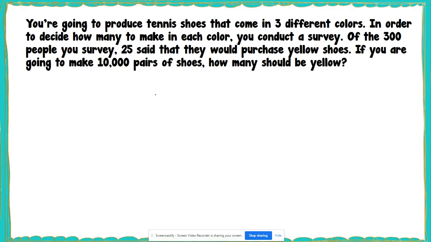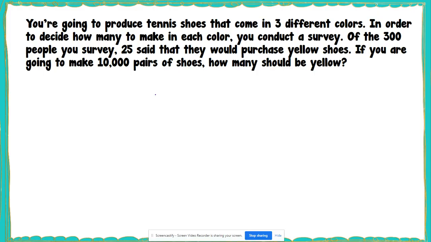In order to decide how many to make in each color, you conduct a survey. Of the 300 people you survey, 25 said that they would purchase yellow shoes. If you're going to make 10,000 pairs of shoes, how many should be yellow?